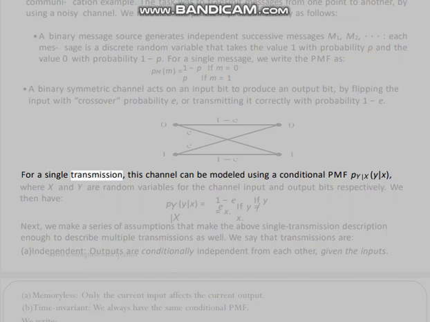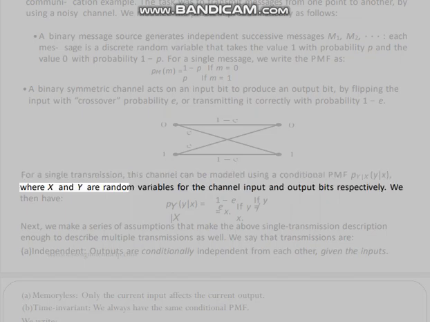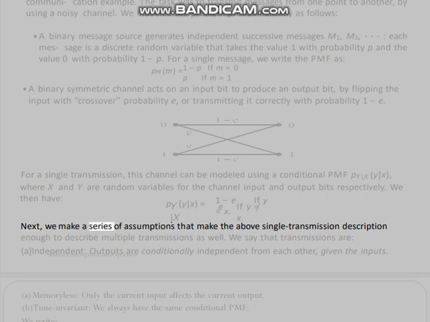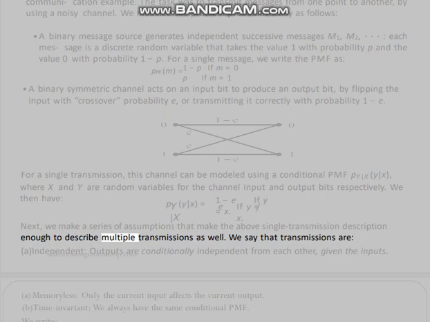For a single transmission, this channel can be modeled using a conditional PMF P_{Y|X}(y|x), where x and y are random variables for the channel input and output bits respectively. We then have P_{Y|X}(y|x) equals 1 minus e if y equals x, and e if y is not equal to x.